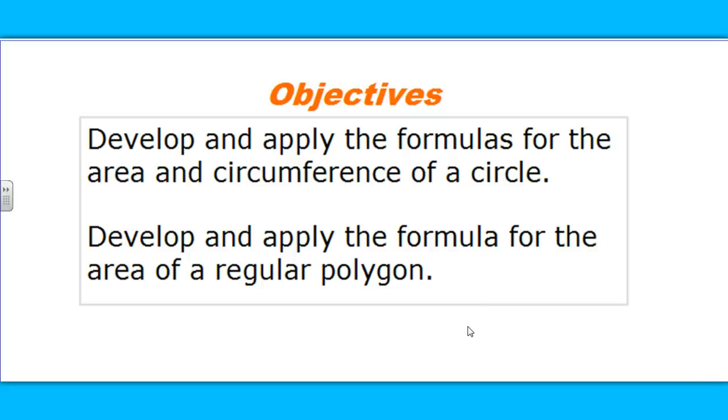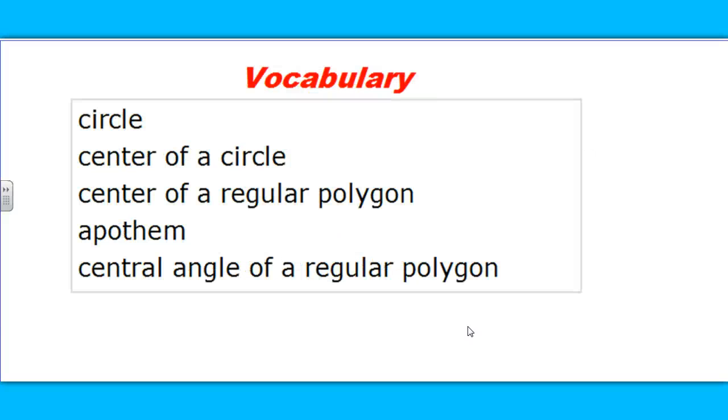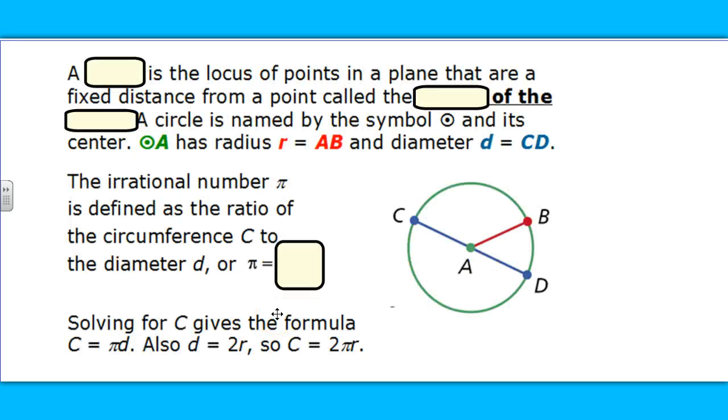Okay. Today, we're going to develop and apply the formulas for the area and circumference of a circle. We will also develop and apply the formula for the area of a regular polygon. So be sure you understand and know these words. The new phrase is center of a regular polygon. Apothem is the new word. Central angle of a regular polygon.